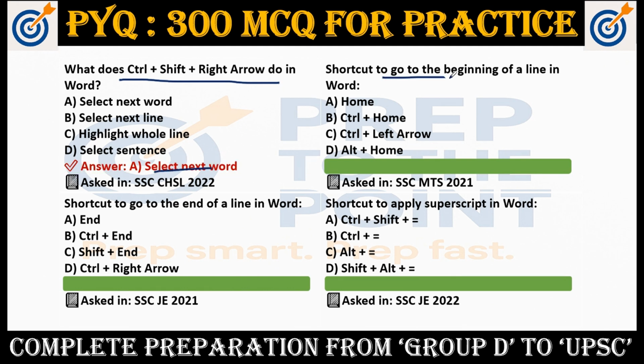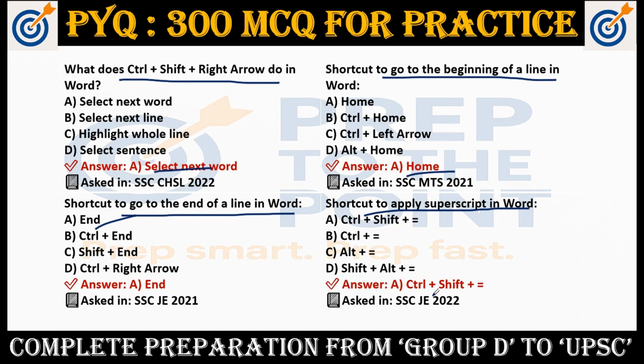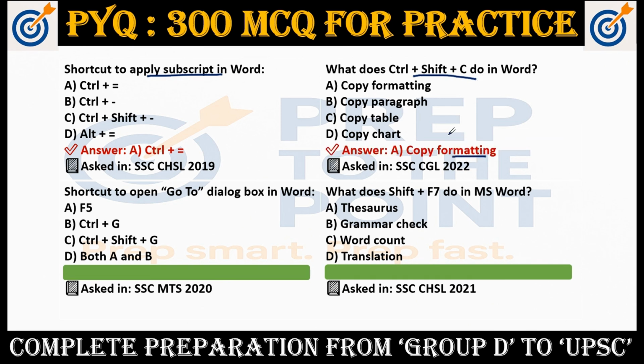Shortcut to go to the beginning of a line in Word: Home. Shortcut to go to the end of the line: End. Shortcut to apply superscript in Word: Control Shift equal to superscript. Control equal to subscript. Control Shift C is used for copy formatting or Control Shift V for paste formatting.